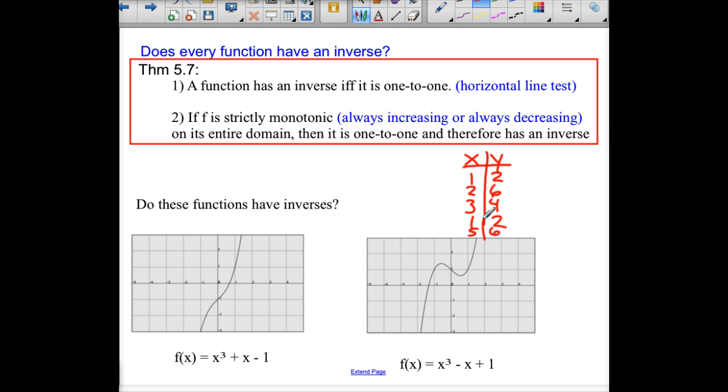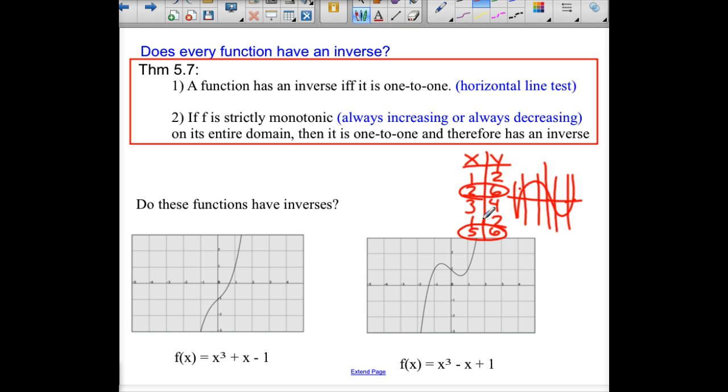The vertical line test. If you have a graph like this, it passes the vertical line test. Everywhere you would draw a vertical line, it would only hit the graph once, because every x value has a unique y value. But this 5, 6, and 2, 6, that's fine.